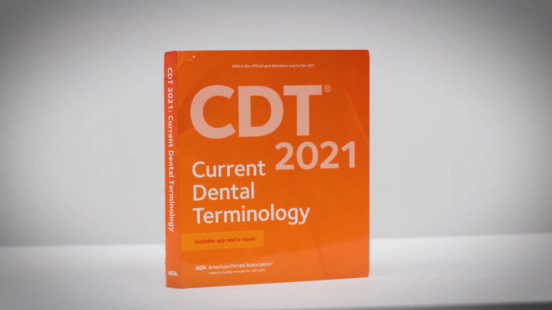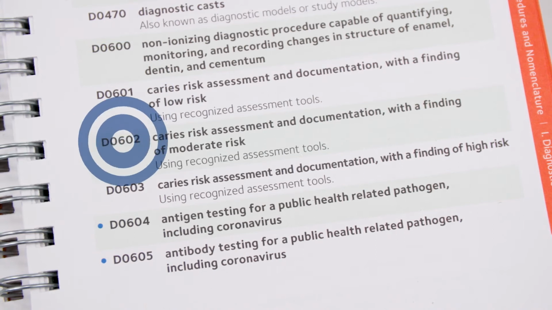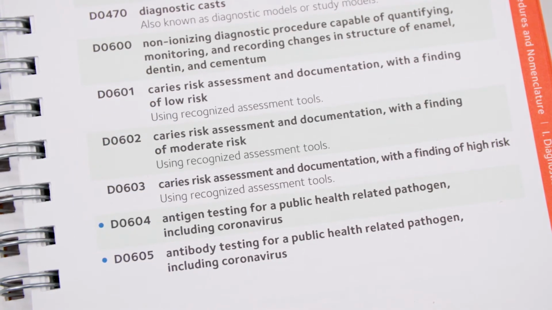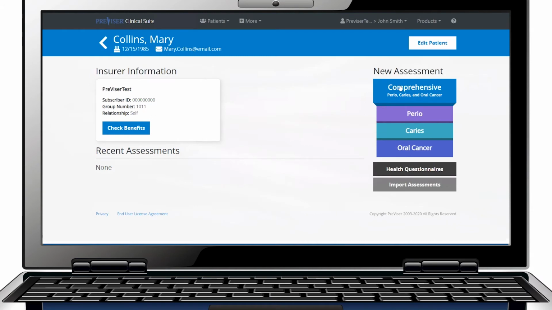Also, clinicians may use the Caries Risk Assessment CDT code 601, 602, or 603 to track the production of the risk assessment, since no CDT code currently exists for the perio assessment. For today's example, we are going to complete a comprehensive assessment.